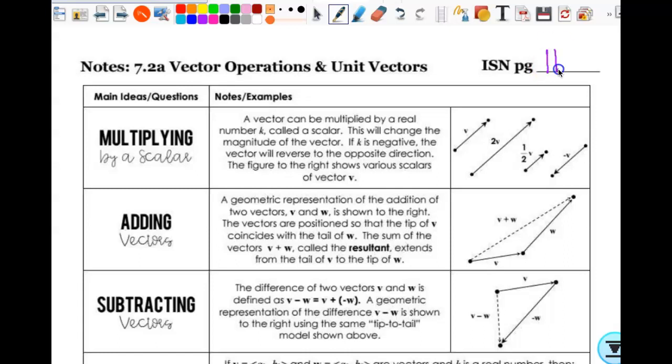All right, we're going to look at operations with vectors today. We're going to look at them geometrically, which means literally the picture of the vector itself, and then also numerically, okay?